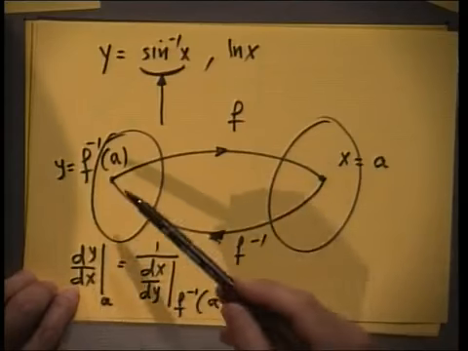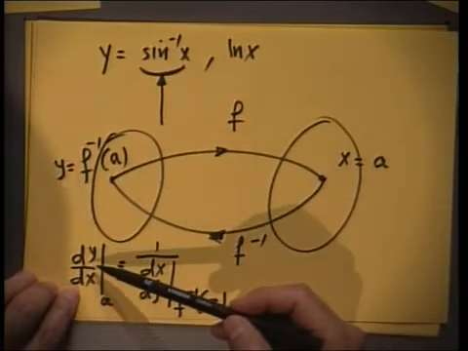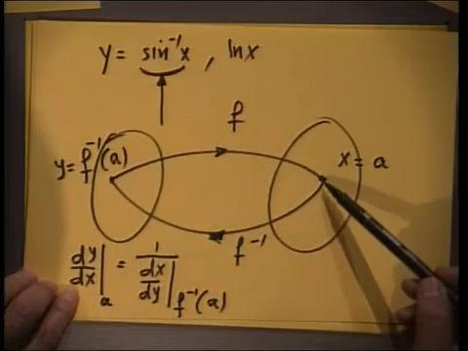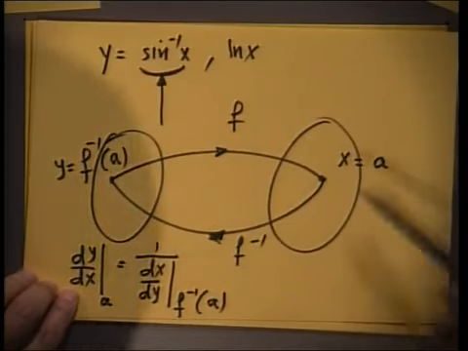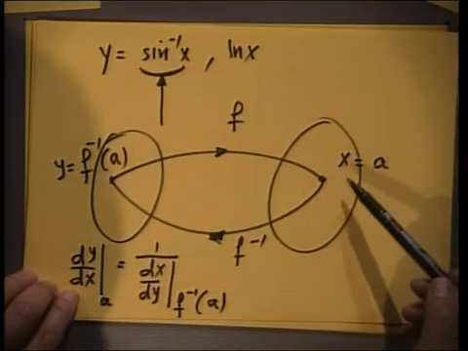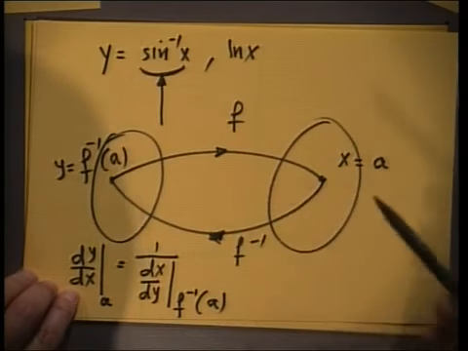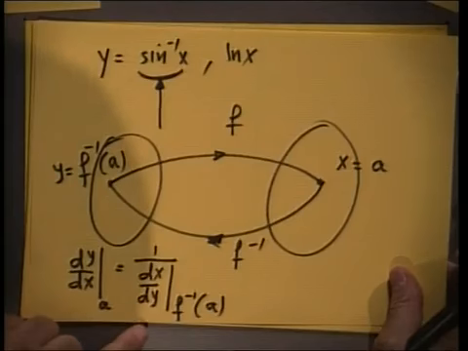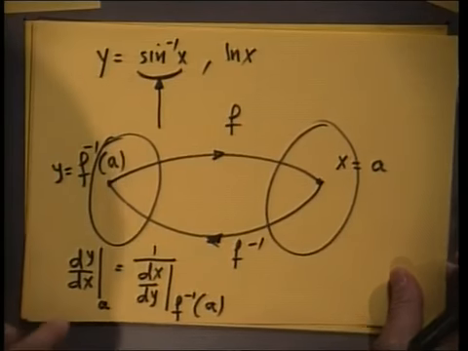The theorem tells you that if y represents the inverse function, y is equal to f⁻¹(x), then you can in fact use the derivative at the point x equal to A, in the range of the function f, or in the domain of f⁻¹. So in fact you have dy/dx at A is equal to 1 divided by dx/dy of f⁻¹(A).